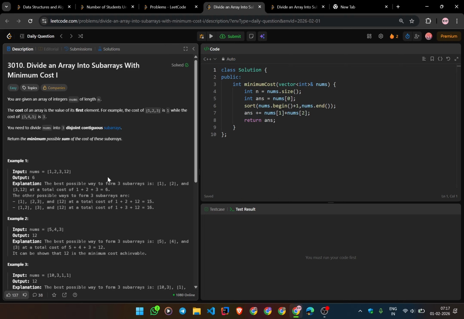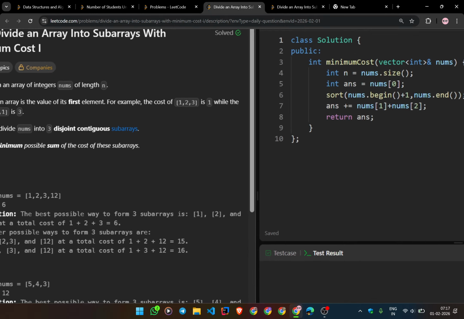Hello guys, today we will see the LeetCode problem number 3010, which is Divide an Array Into Subarrays With Minimum Cost 1. Okay, let's see what the problem says.